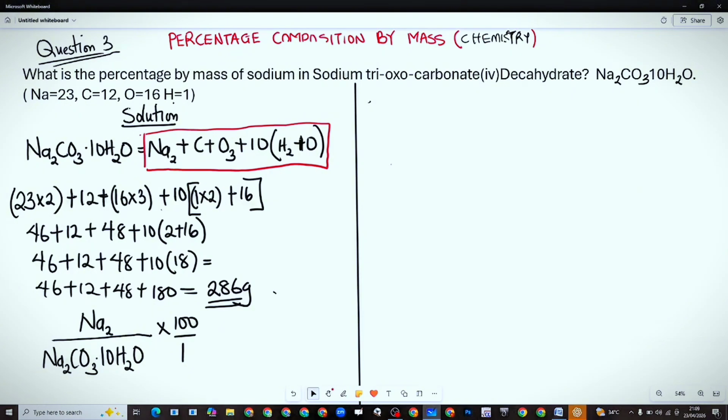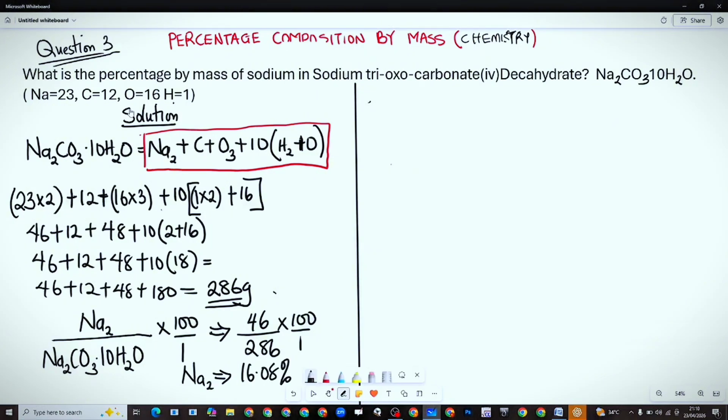So for sodium, we're going to have 23 times 2, that's 46. 46 over 286 times 100 over 1. If you do that for sodium, the final answer, the percentage of sodium in that compound, will be 16.08%. So sodium has 16.08% of the whole compound.